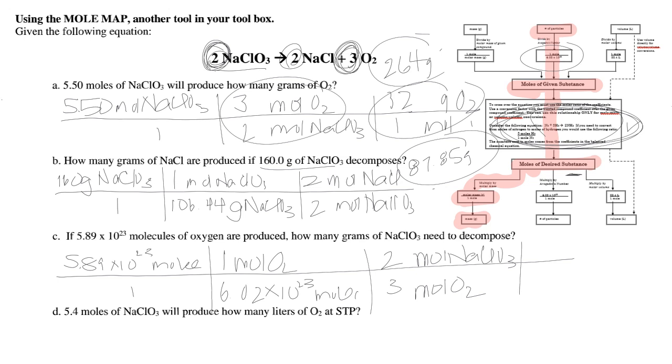Now the only thing left to do is to do my last conversion, which is going to be 1 mole of NaClO3, and then the molar mass, which is 106.44. And then I've done all my steps, and I get 69.4 grams of NaClO3.